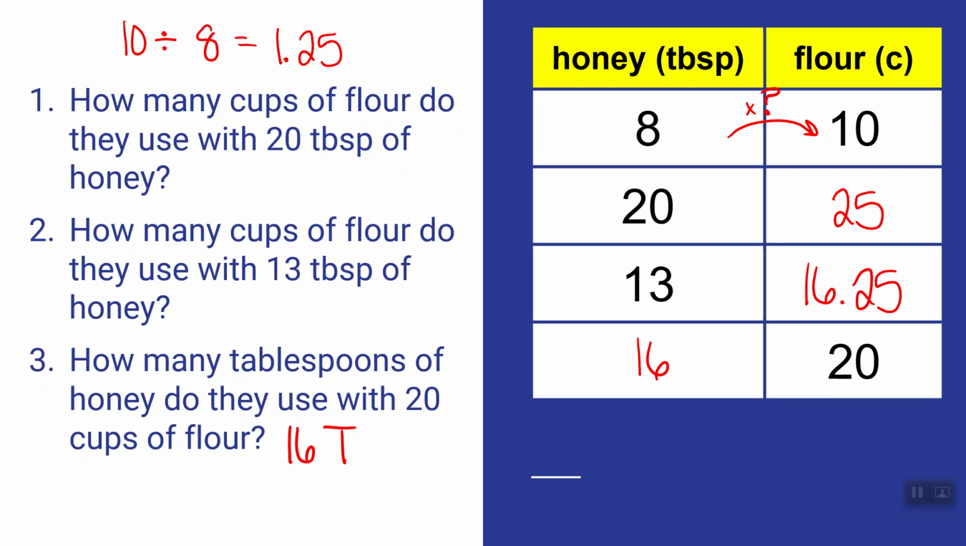So again, this one's a little trickier just because we don't have a nice easy number to see how to multiply the left side to get the right side, but we've got to keep it in a proportional relationship. These quantities have to be proportional. So whatever I multiply 8 by to get 10, I have to make sure that I do that all the way down the table. So the cups of flour that are required for 20 tablespoons is 25, and the cups of flour required for 13 tablespoons is 16 and a fourth, or 16.25.